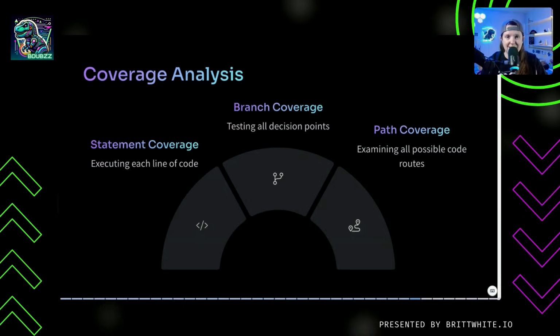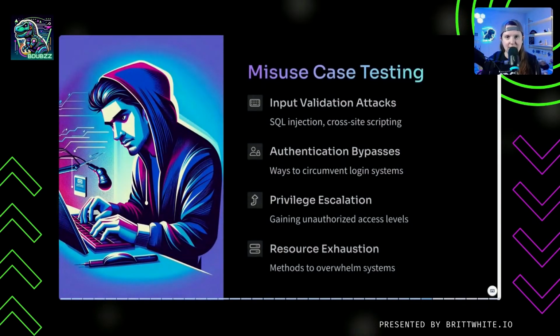Now for something fascinating, misuse case testing. Here, we flip our perspective and put ourselves in the shoes of an attacker, asking, how would I break this system? There's a few key attack vectors here we need to focus on. First, we look at input validation attacks, such as testing for classic attacks like SQL injection, where attackers slip malicious code through input fields or cross-site scripts that can hijack user sessions.